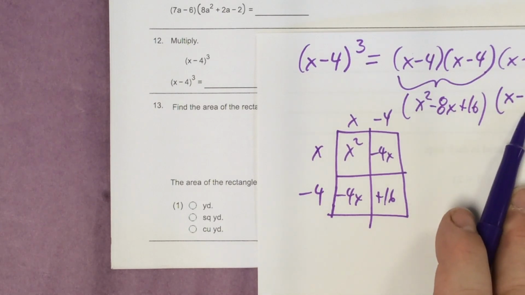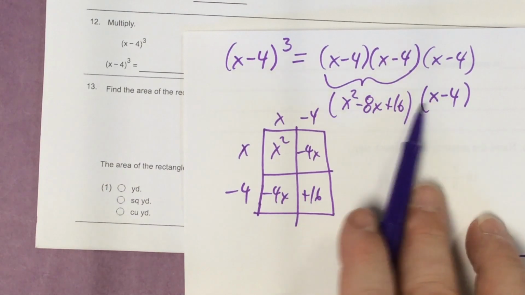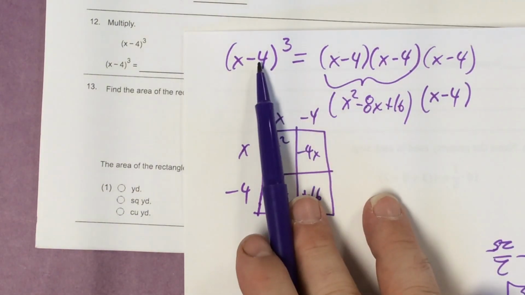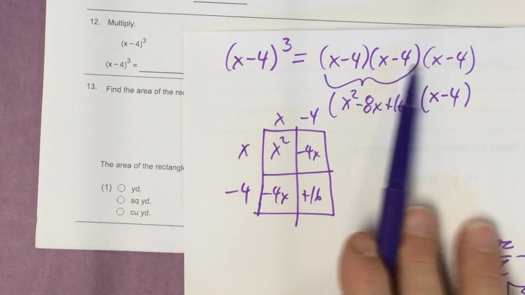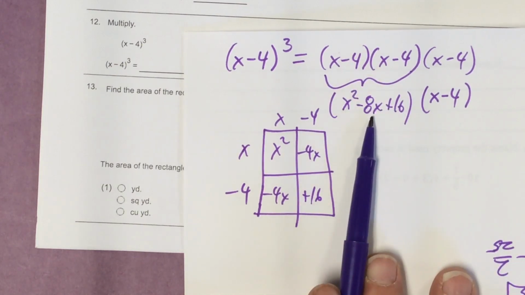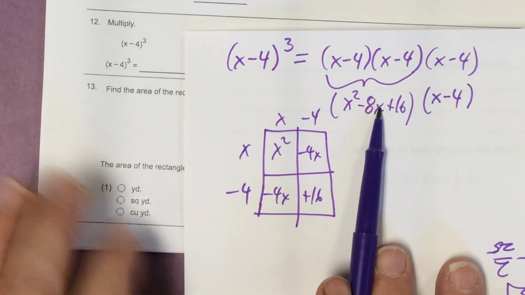I now have to multiply that by, sorry guys, I didn't realize it was off the screen there, but there it is. I have to multiply that by x minus 4. So if you were looking for this, I have x minus 4 cubed equal to x minus 4 times x minus 4 times x minus 4. I multiply these two together first to get this result. So now I have a binomial times a trinomial.